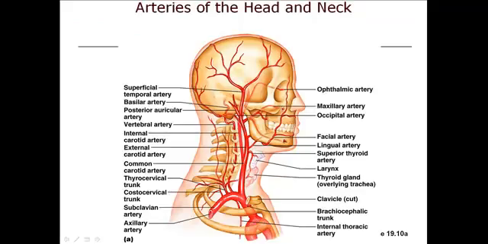So let's look at the head. So here's our brachiocephalic trunk here coming off of the aortic arch. Here's our common carotid right here. It's only a short distance. Here's our right subclavian.